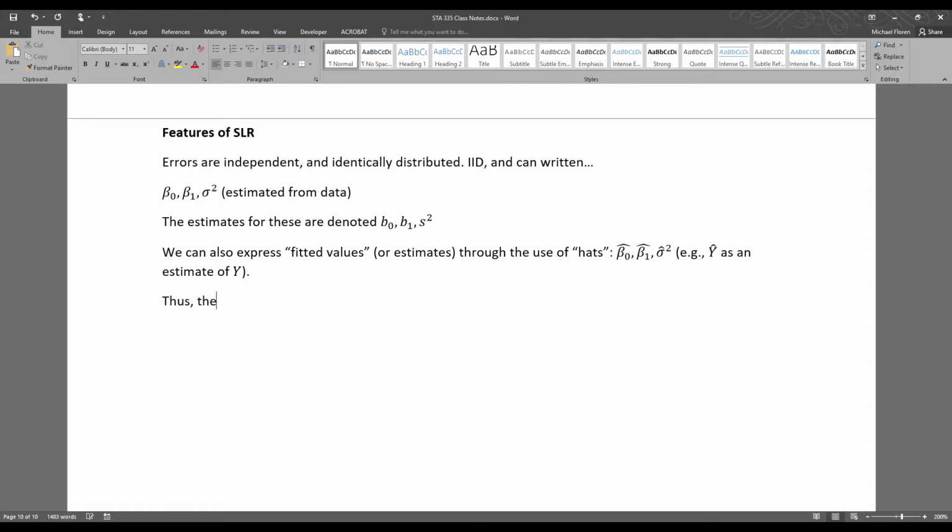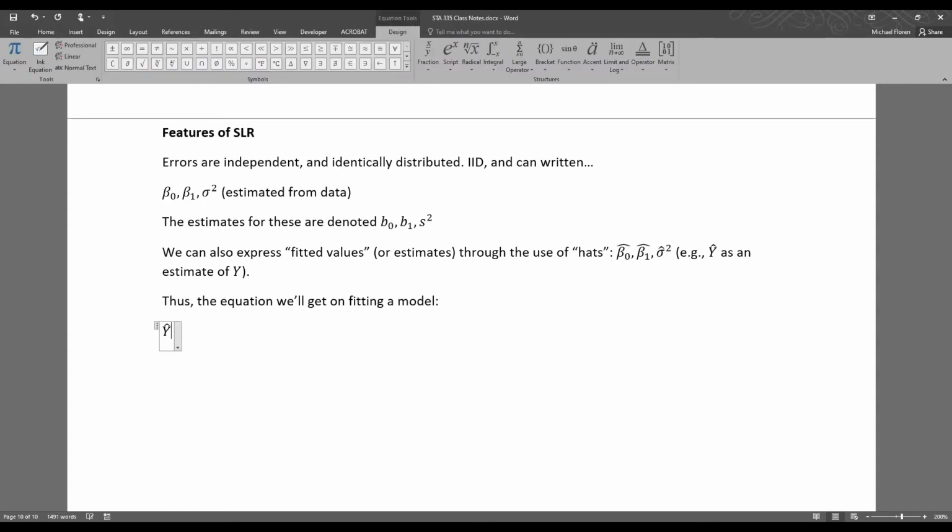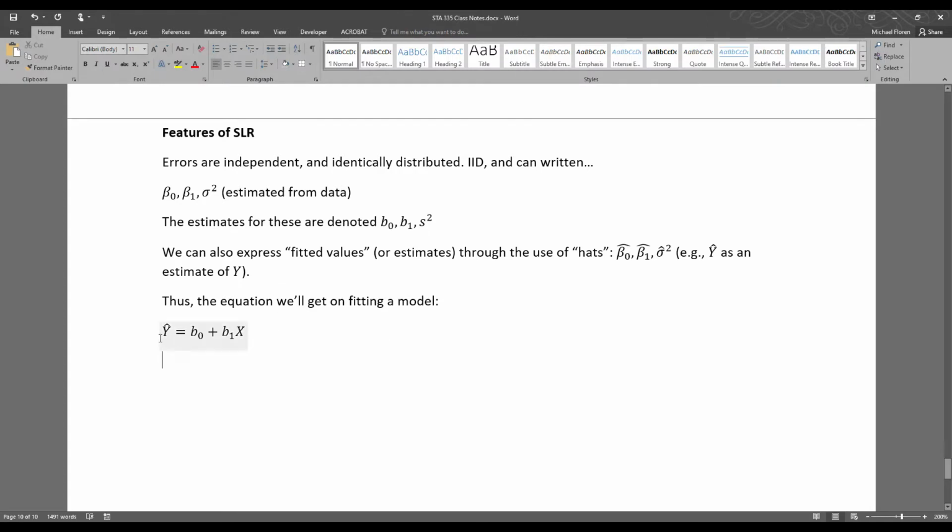Thus, the equation we'll get on fitting a model is our best guess y hat equals b0 plus b1 x. This is our best guess. Now we can write this in general. For an individual prediction, we can have x sub i and y sub i for a prediction with each of these values specifically. But this is our very, very best possible guess as to what the outcome is going to be: our guess at the intercept from the data, plus our guess at the slope from the data, times whatever the x value is.